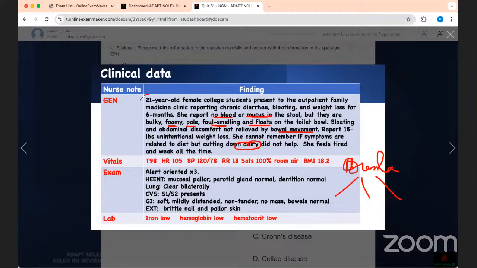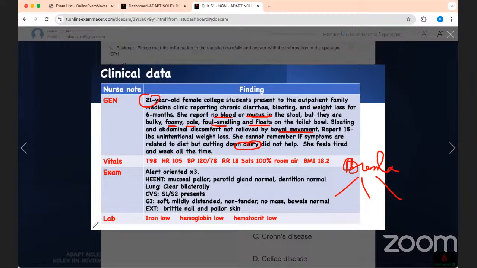Come on. And the patient is 21 years old. He's a college student. What do you think? What is your possible diagnosis? Guys, what do you think is going on?